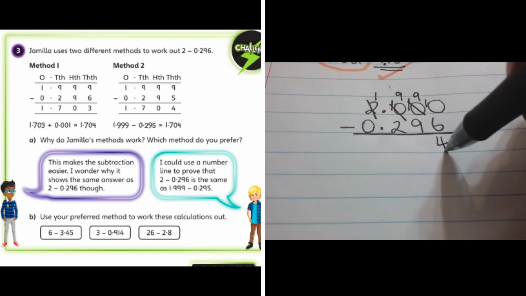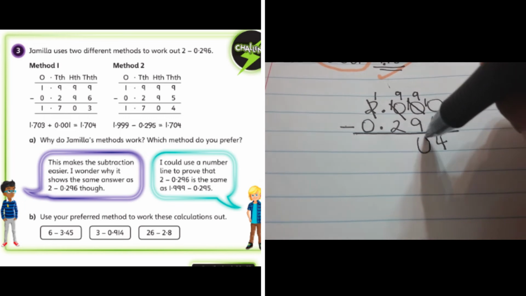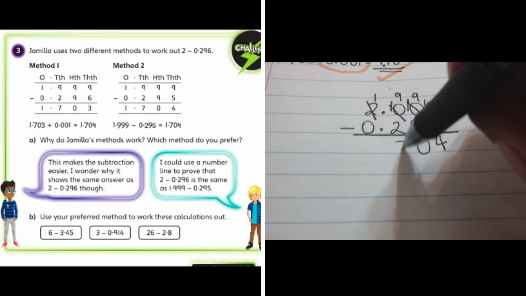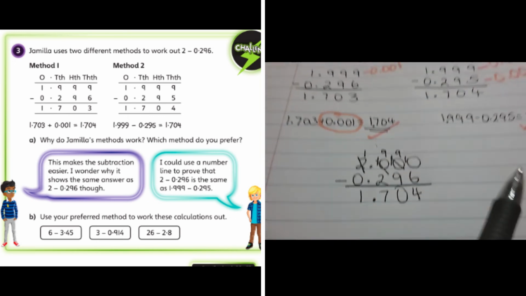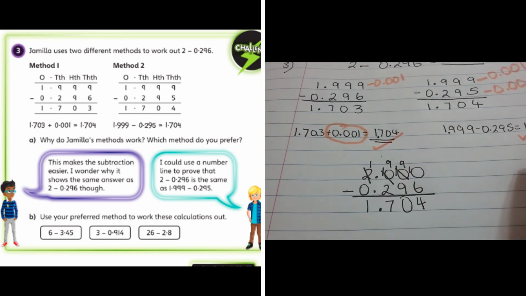10 take away 6 is 4. 9 take away 9 is 0. 9 take away 2 is 7. 1 take away nothing is 1. And I still got the exact same answer.